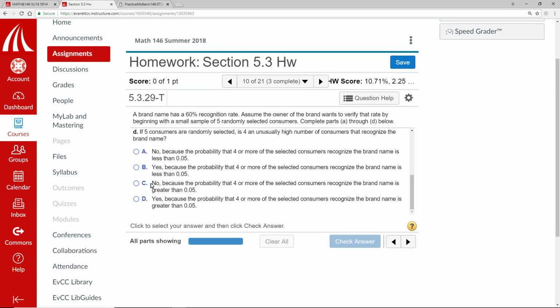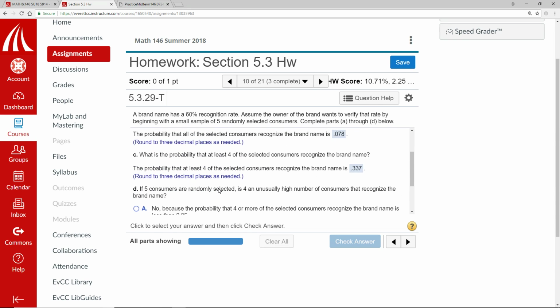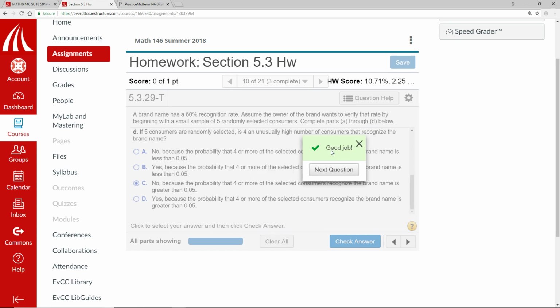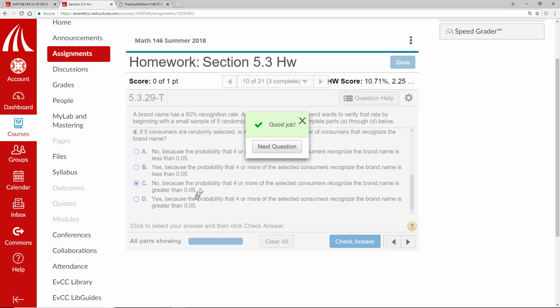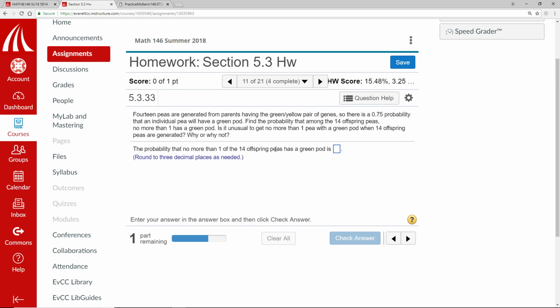So what I'll say is no, because the probability of 4 or more of the selected consumers recognizing the brand name is greater than 0.05. The other cases say less than, and then greater than. So it's no, because the probability is greater than 0.05. So you pretty much just have to read through it carefully there, and you'll get through it.